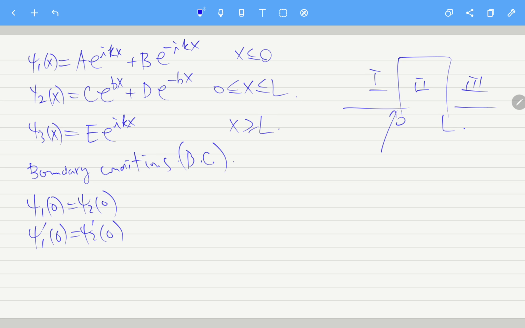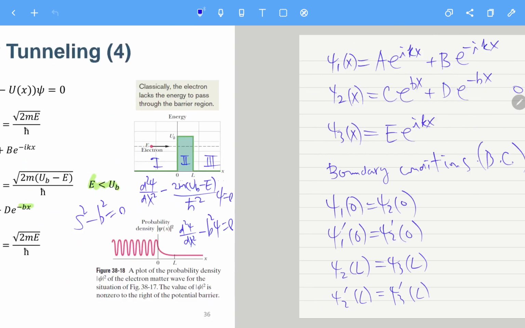And then the next one is here, at x equals L. So we will have phi 2 of L equals phi 3 of L. And then we also have phi 2 prime of L equals phi 3 prime of L. Okay, to solve it will be complicated. We need to do some approximation.